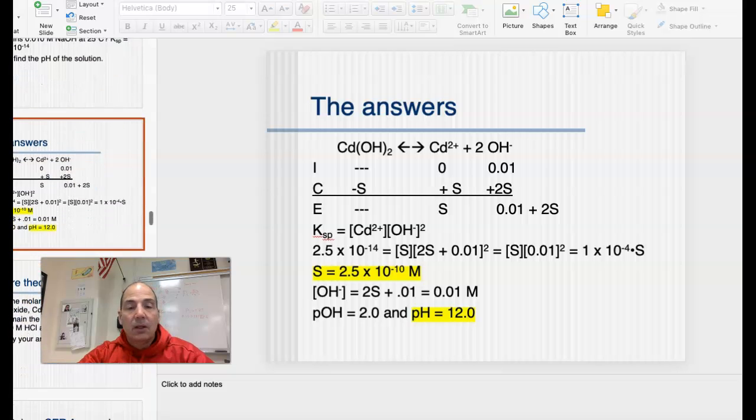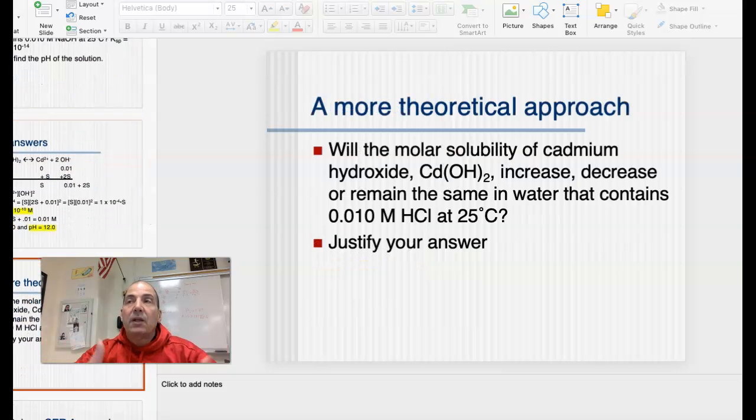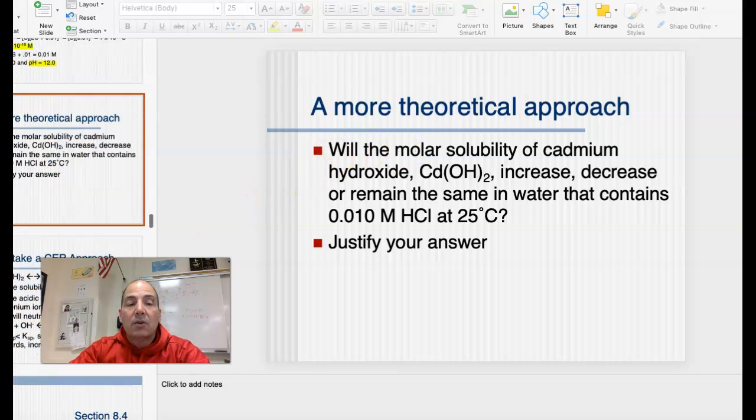All right. So that was a mathematical approach. Let's talk about a conceptual approach here. Will the molar solubility of cadmium hydroxide increase, decrease, or remain the same in water that contains 0.01 molar HCl? Now, we just showed that when I tried to dissolve the base in a base, it decreases solubility. So, a little logic: we're taking a base, dissolving it in an acid, so it's not going to be the same answer. Okay, let's talk about why.